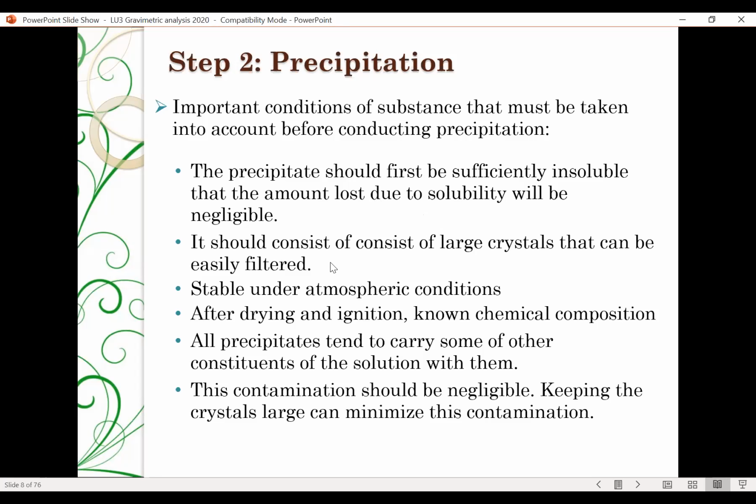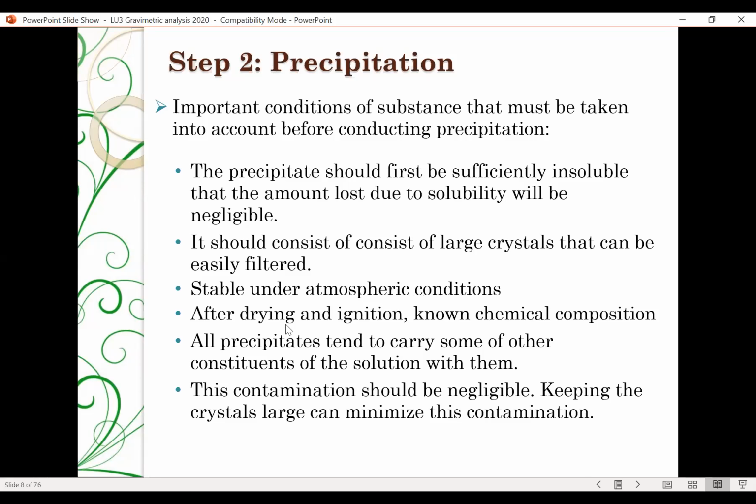Okay, it should consist of large crystals that can be easily filtered. It should be stable under atmospheric conditions. When you say that, when you already form your precipitate, it doesn't change to another compound or another phase. For example, from solid phase, it changed to liquid phase. We want it to be stable under atmospheric condition as a solid precipitate.